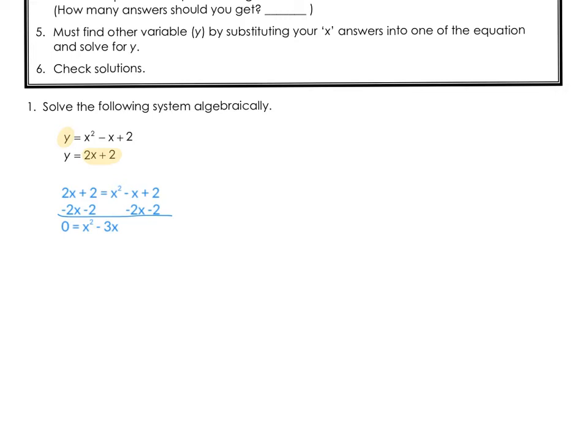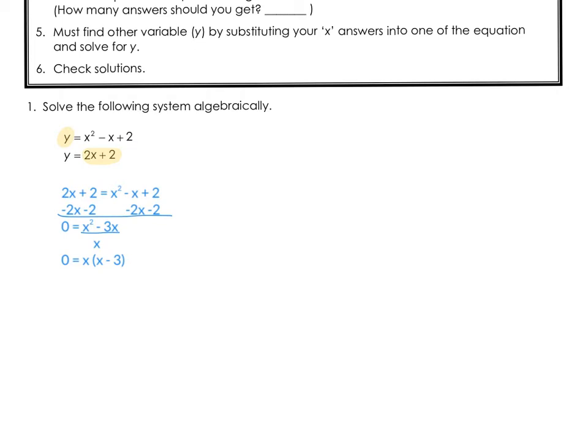So your options are to try to factor, solve using the quadratic formula, or complete the square. And I think this is a good candidate for factoring since there is an x common in both. So I'm going to factor out the x. And when I do that, I get 0 equals x times x minus 3.